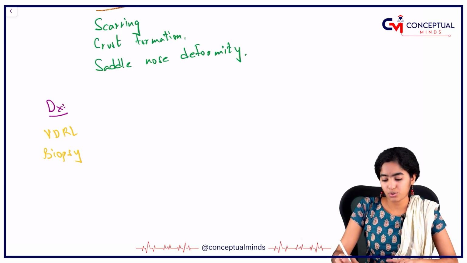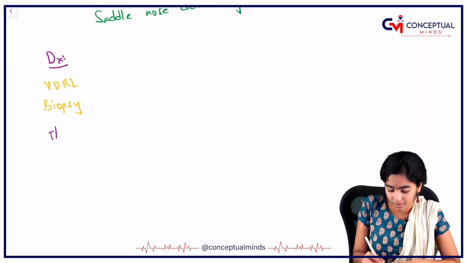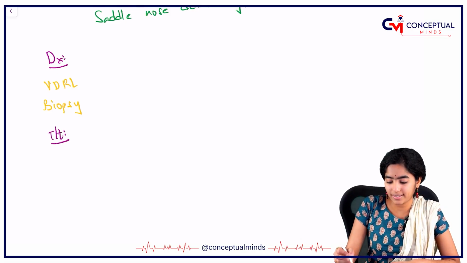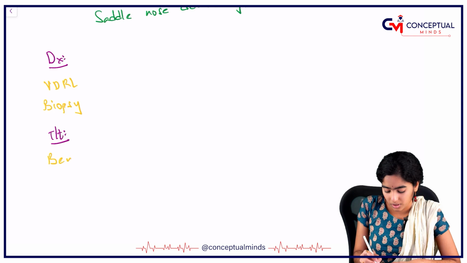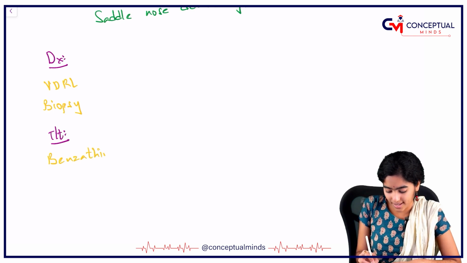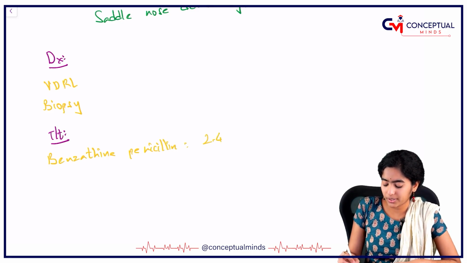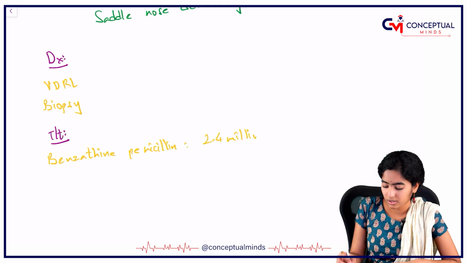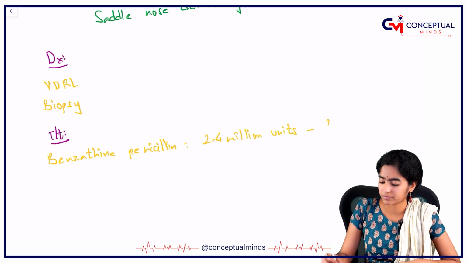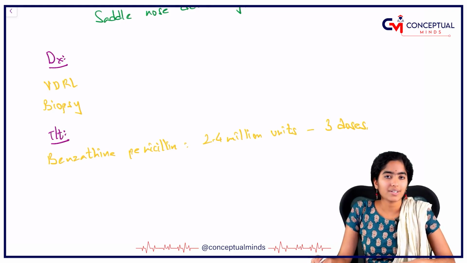Next, let us look into the treatment of syphilis. It is by benzathine penicillin. Penicillin injections have to be given. 2.4 million unit injections, 3 doses. This is the treatment for syphilis.